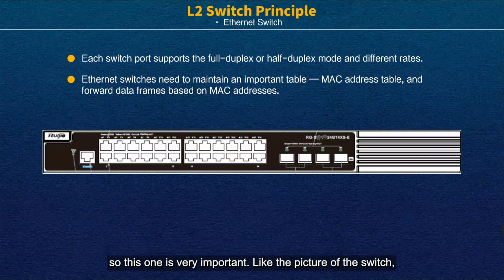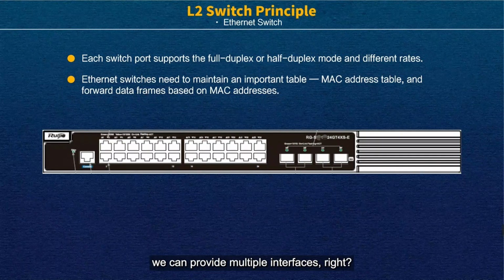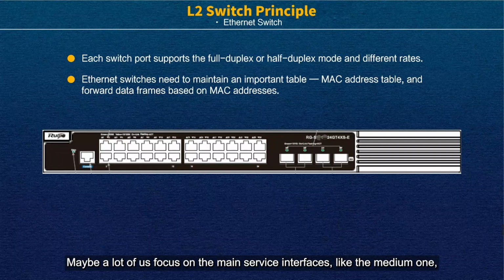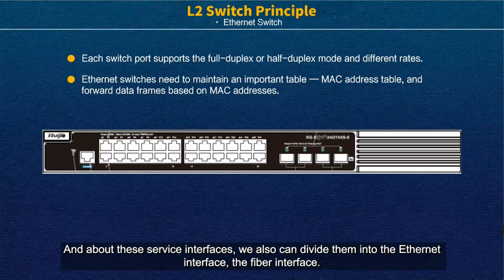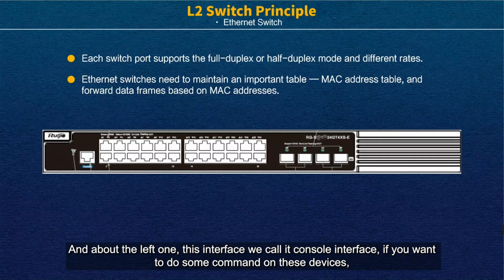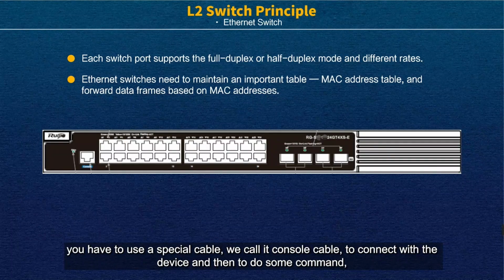Like in the picture of the switch, we can see multiple interfaces, right? Maybe lots of us focus on the main service interfaces, like the middle ones. We use these interfaces to connect with a cable and then connect to other network devices. This service interface can also be divided into the Ethernet interface and the fiber interface. The one on the left we call the console interface. If you want to run commands on these devices, you have to use a special cable, called a console cable, to connect to the device and then run commands.